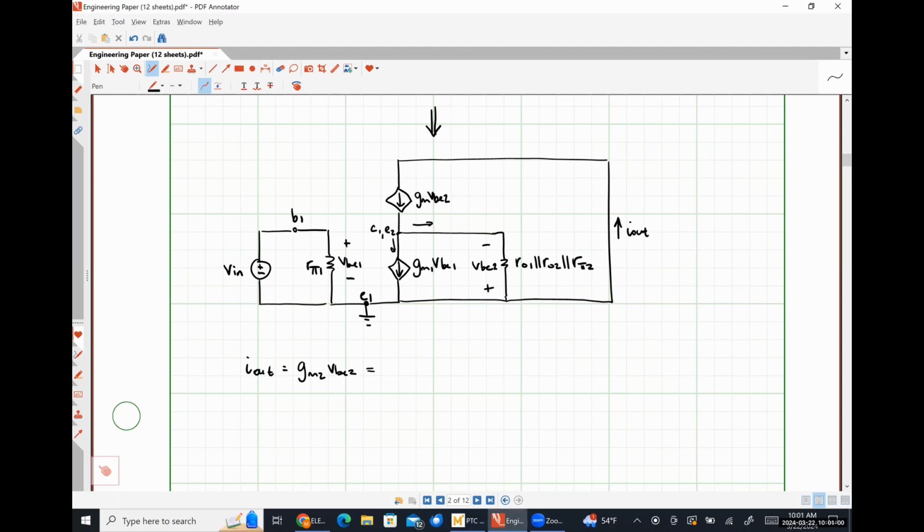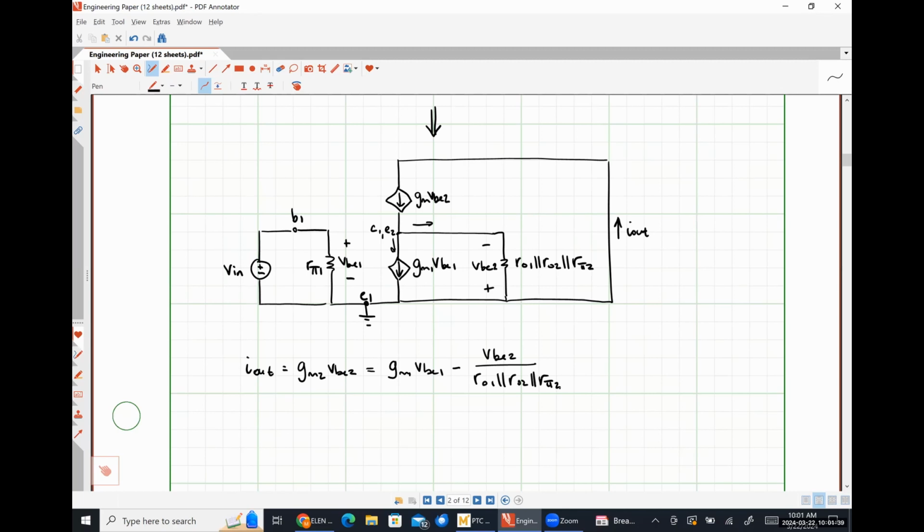So that's going to be equal to GM1 VBE1 minus VBE2 divided by R01 in parallel with R02 in parallel with R pi 2. Okay. All of that is from Kirchhoff's current law. Anybody got any questions, comments, or concerns here before we start doing substitutions?